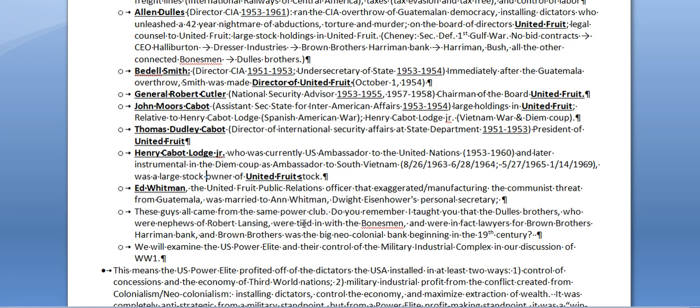Now, the Dulles brothers were directly tied to the Bonesmen, and were in fact lawyers for Brown Brothers Harriman Bank. And Brown Brothers was the big neo-colonial bank beginning in the 19th century. It merged with W.A. Harriman Bank. That was around 1930 it merged. We will examine the U.S. power elite and their control of the military-industrial complex in our discussion of World War I.